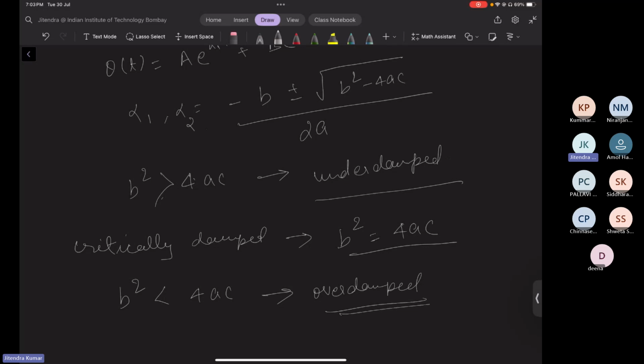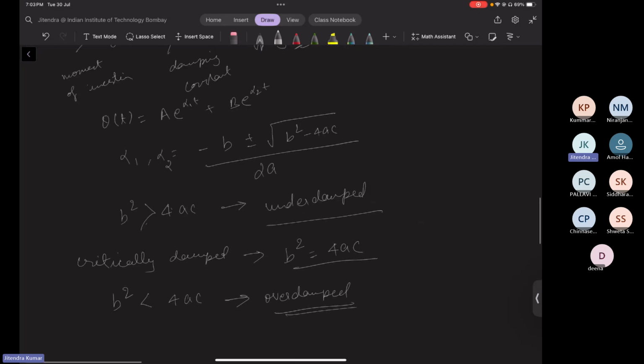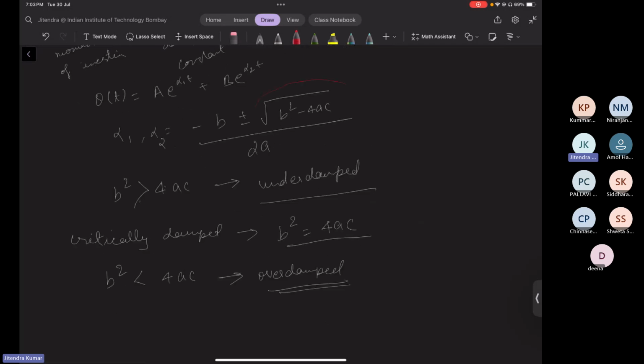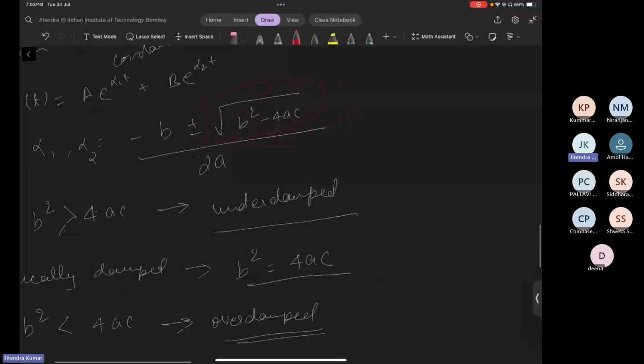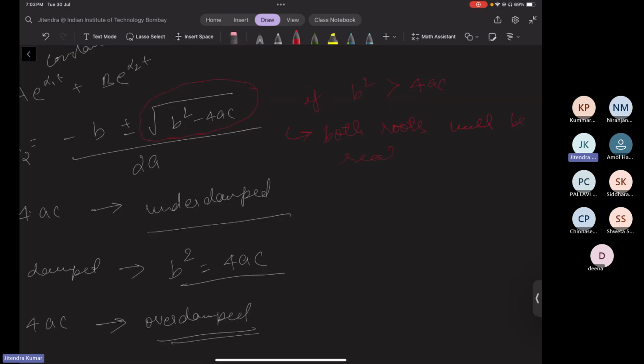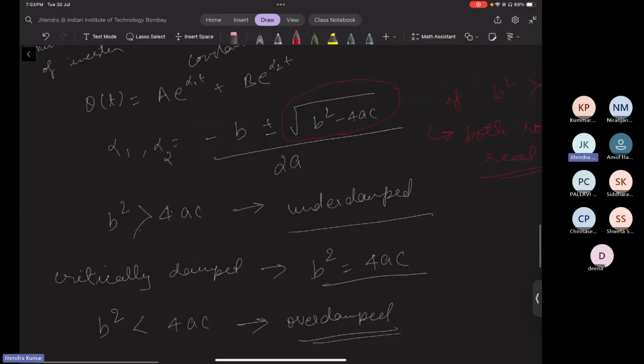So does anyone feel that I have committed some mistake? Why? Because if B square is less than 4ac, then complex conjugate roots will be there, right? Not the other way around. Let me elaborate it further. If B square is higher than 4ac, then both the roots will be real, right? So here they will be overdamped, right?